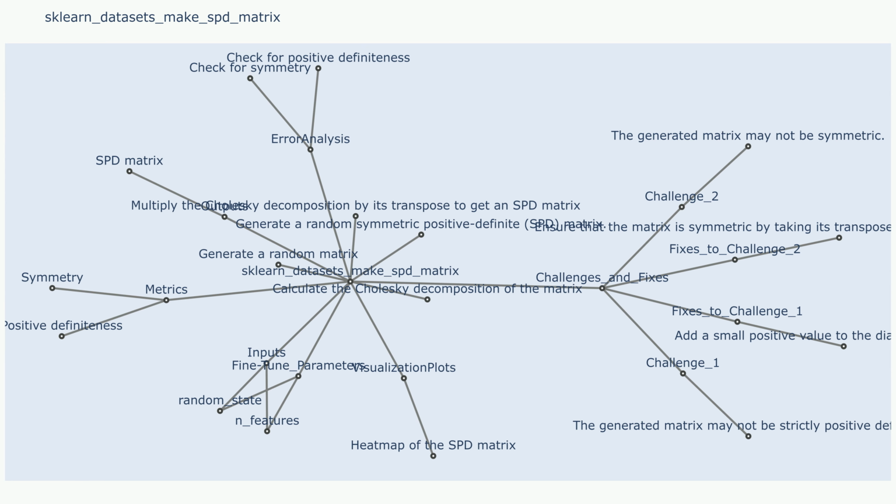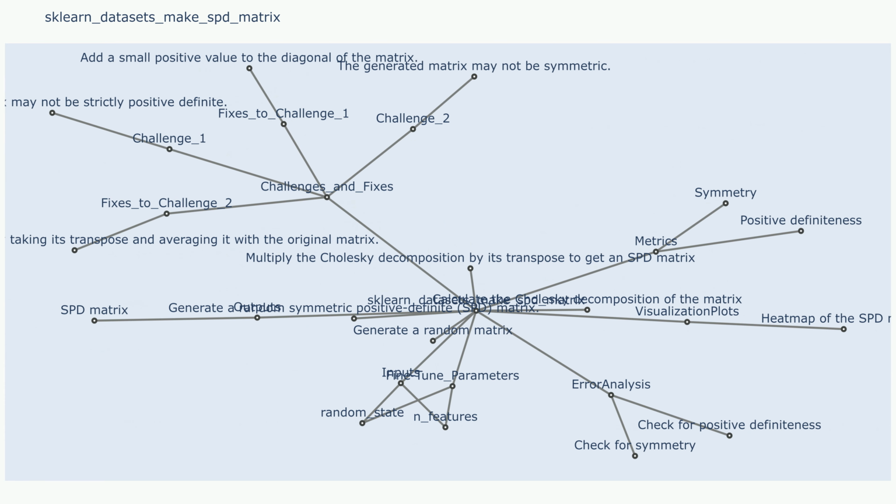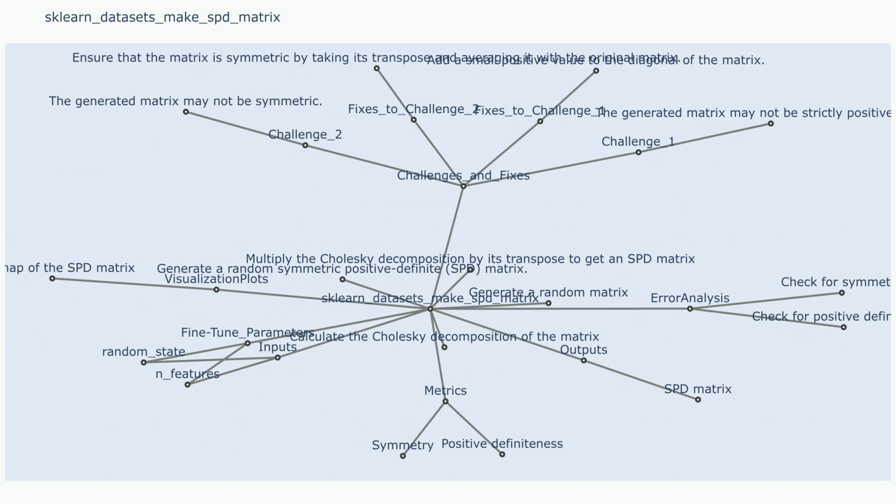Challenges and fixes. Challenge 1. The generated SPD matrix may have a very small determinant, leading to numerical instability in subsequent calculations. Sample use case that resulted in challenge 1: when used in optimization algorithms, a matrix with a very small determinant can cause the optimizer to get stuck in local optima or fail to converge.